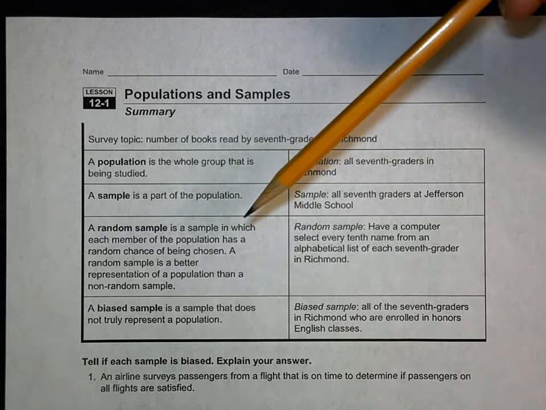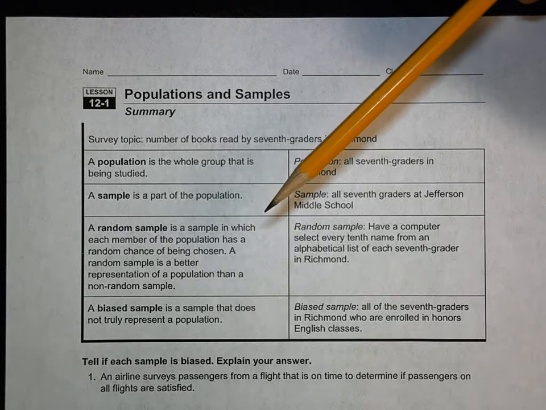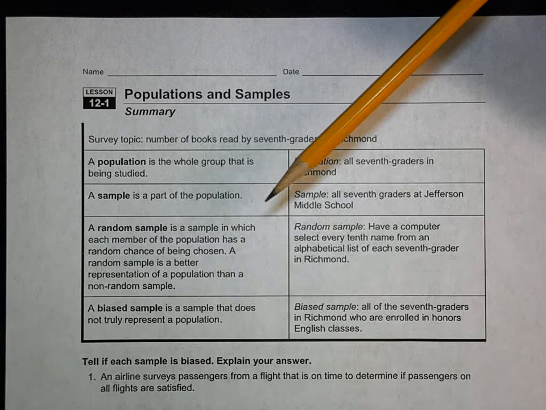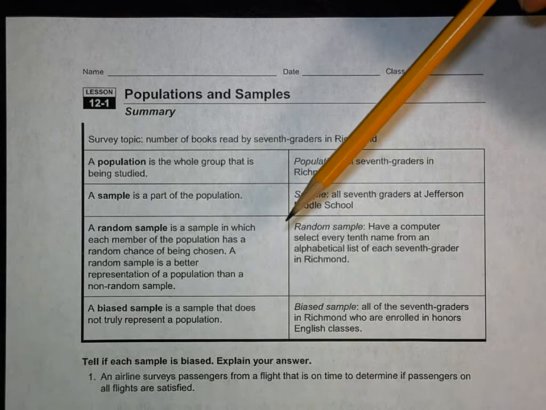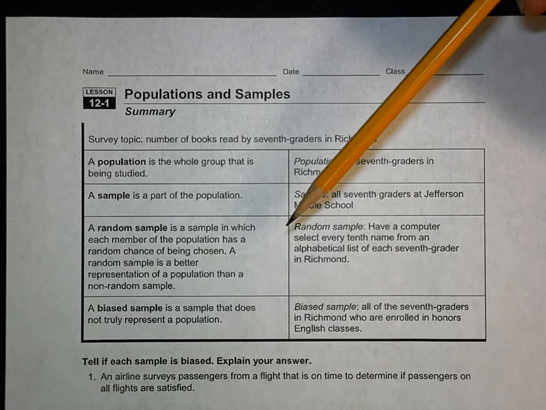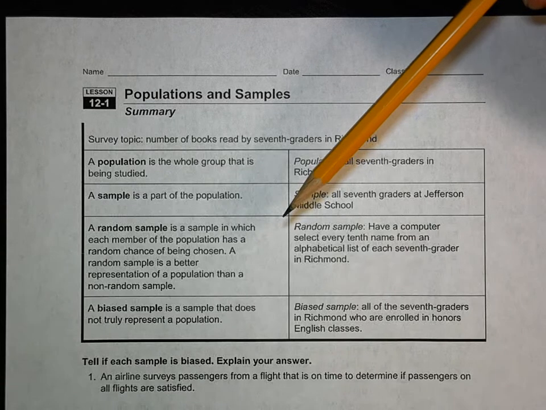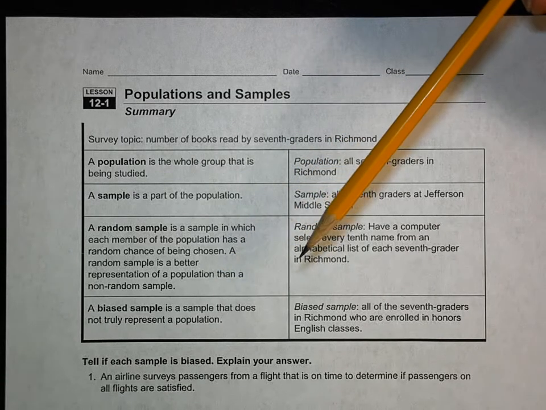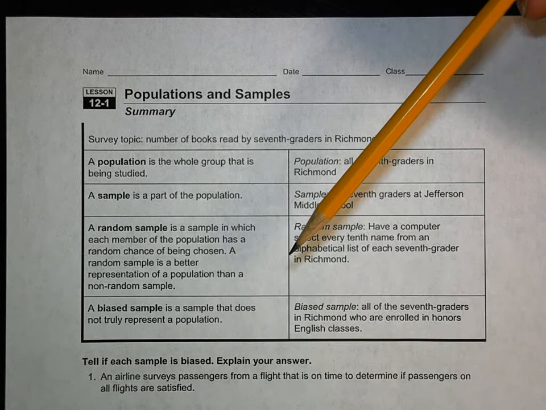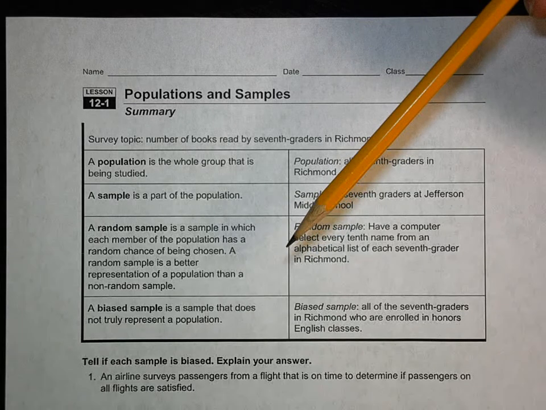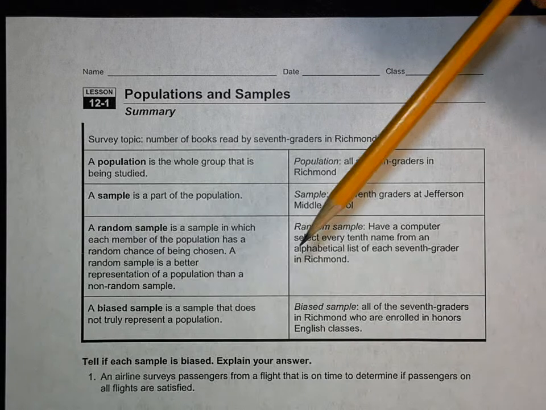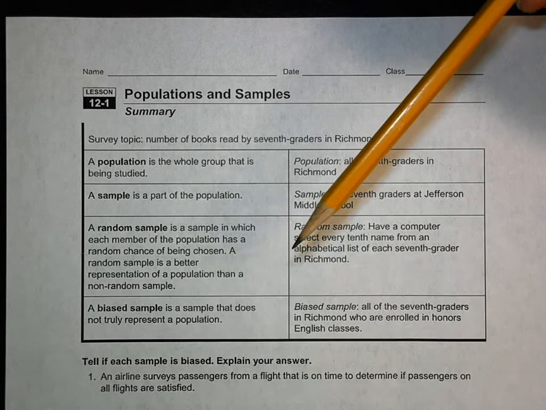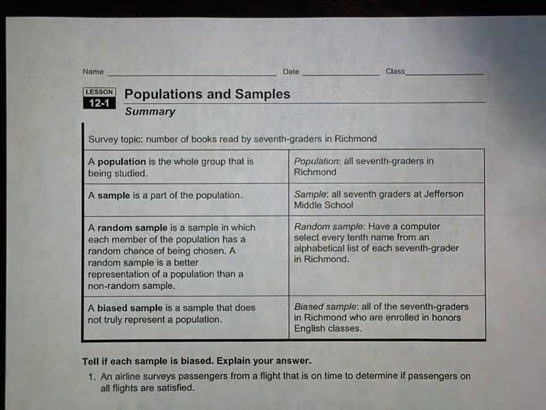Now, if it's truly random, then a method has been used to ensure that randomness so that there's no favoritism, no selection based on any characteristic. It's completely random. Something like putting names in a hat or randomly picking people at a certain time of the day, that's random. A biased sample is one that doesn't truly represent the population. This is where you've done something specific, like you picked all the girls, or you picked cowboys and asked them about music. You did something to bias that sample, and you didn't make it random. So if it's not random, it's biased.